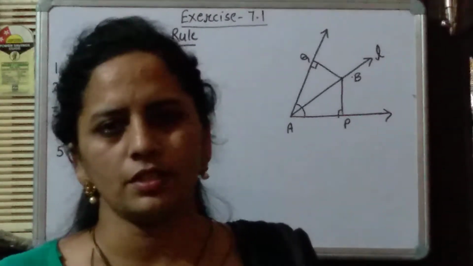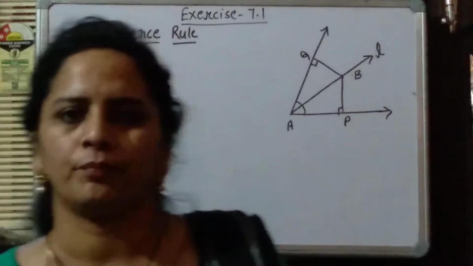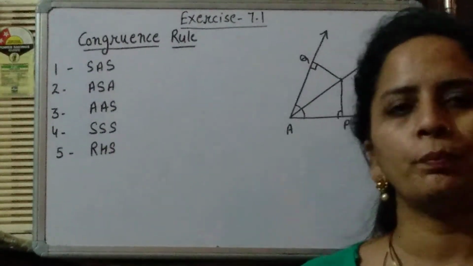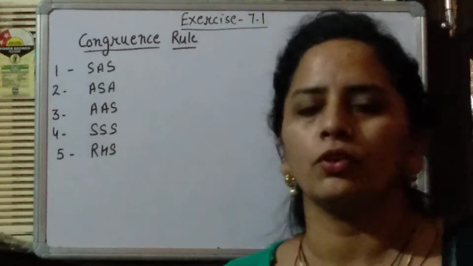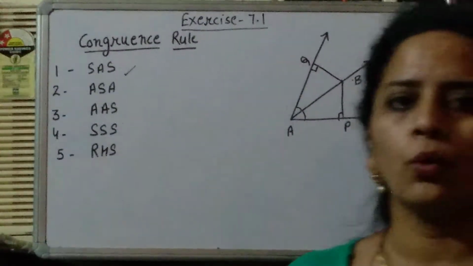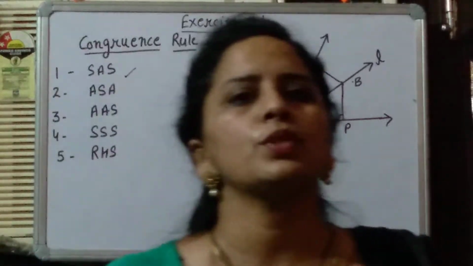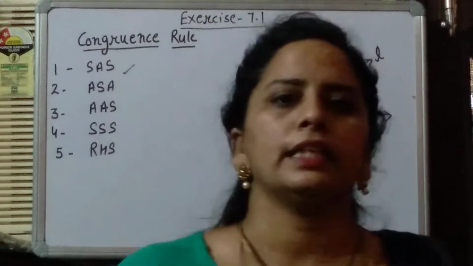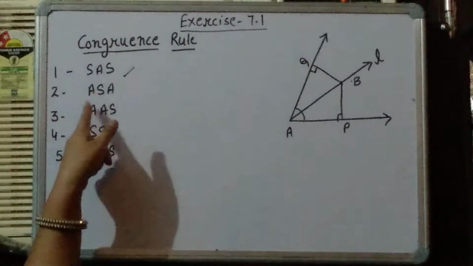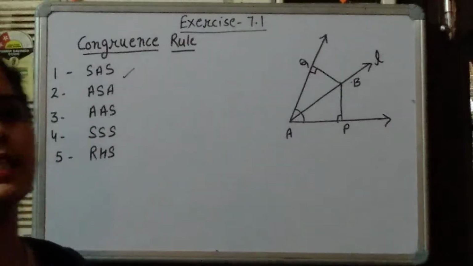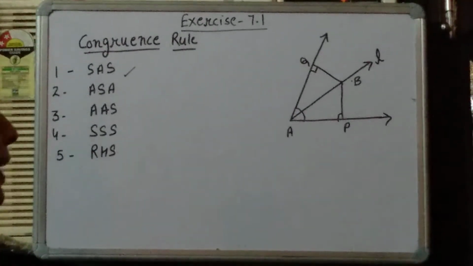Some more questions of exercise 7.1. First of all, we will discuss 5 congruence rules to prove two triangles congruent. First is side angle side, in which the rule to be followed is when two sides and the included angle are equal to another triangle. Second is angle side angle, in which two angles and the included side are equal to another triangle.